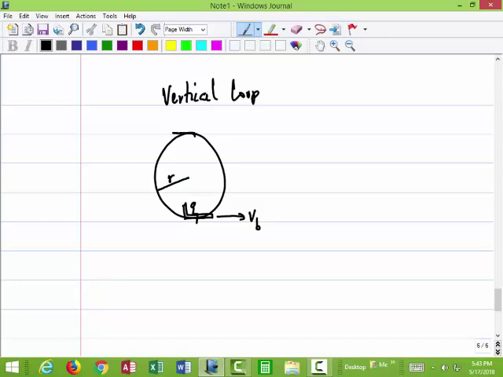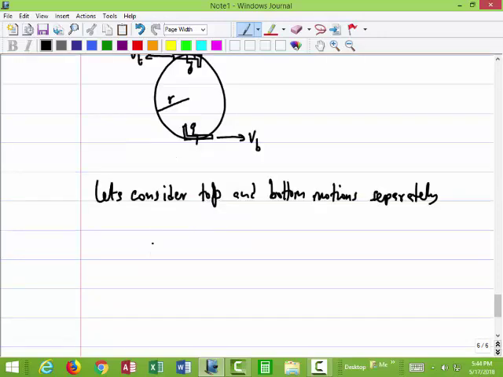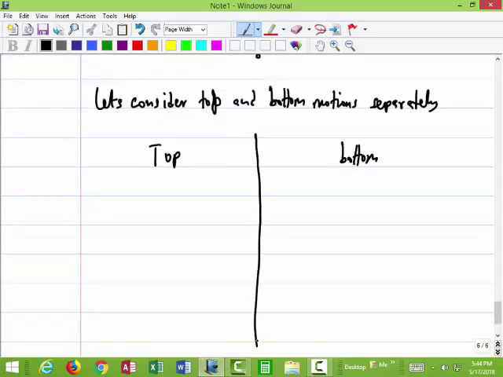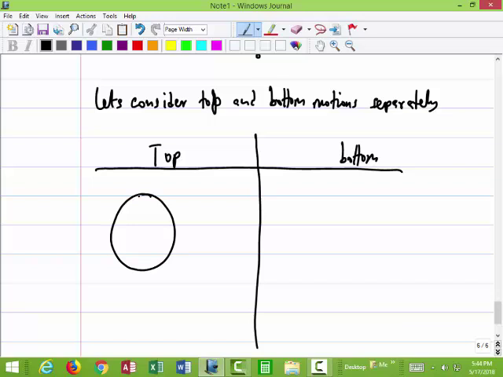And at the top of the loop, we have our aircraft this way, and the person will be sitting this way in the aircraft. And the velocity is v subscript t, velocity at the top. Let's consider the top and the bottom motion separately. So first we can look at the top motion, and then we shall look at the bottom motion. And let's make a division here. So for the top motion, I'll just draw that by itself.